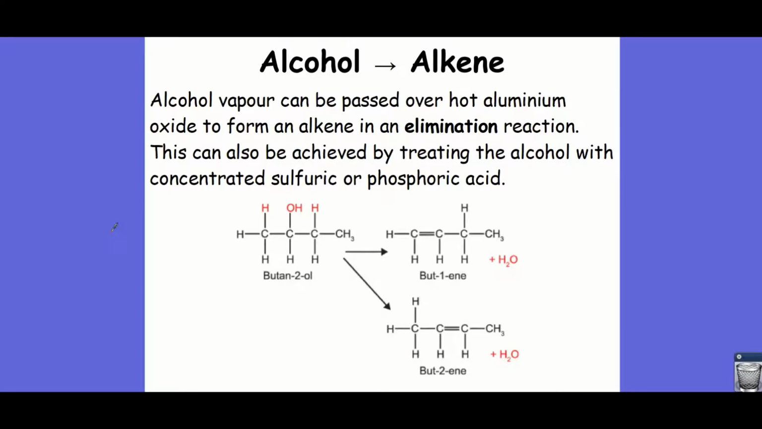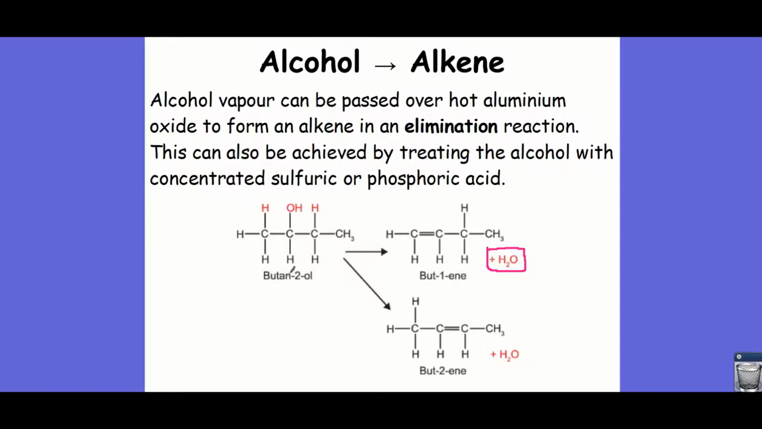So one of the most common ways of forming an alkene is by dehydrating an alcohol. It's a dehydration reaction because we are eliminating a water molecule from our alcohol. This can be done in one of 2 ways. For our smaller, more volatile alcohols, we can vaporise it and pass that over a hot aluminium oxide catalyst. And we can also do the same thing by treating the alcohol with either concentrated sulfuric or phosphoric acid.